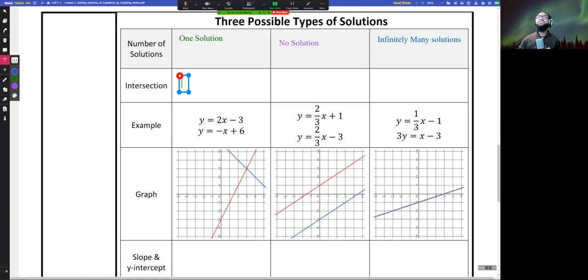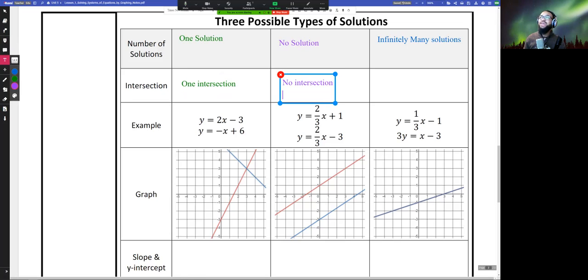For one solution, it's going to cross one time. It's only going to have one intersection. For no solution, it's going to cross no times. It's not going to cross at all. And it's going to be no intersection. And if two lines never intersect, that's parallel. That's what we just finished doing. It's going to be parallel, right?